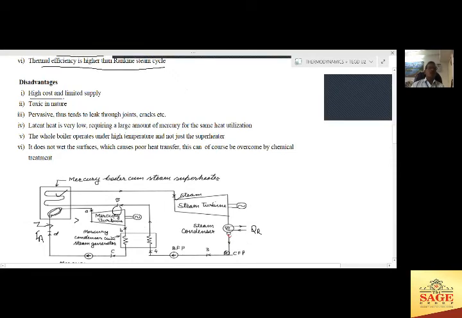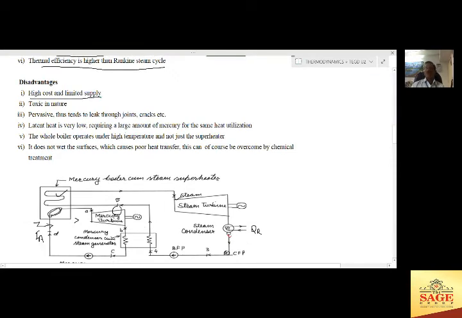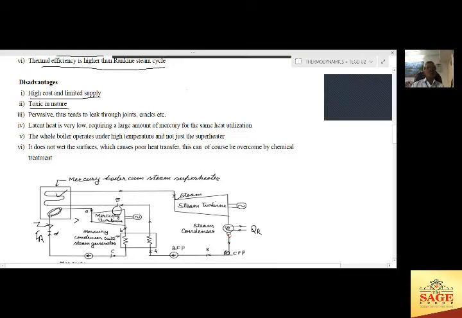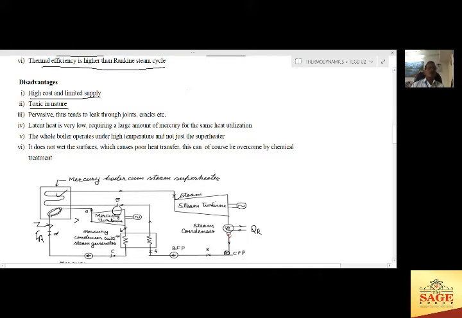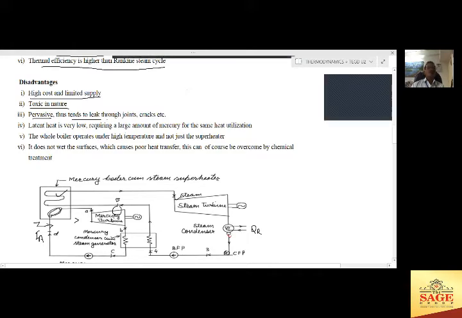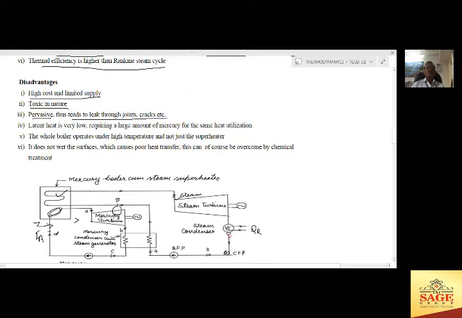One is the high cost and limited supply. Cost is more and supply is limited. Mercury is toxic in nature. It is also pervasive, thus tends to break through joints and cracks. Because of this pervasive nature, there are chances that the mercury can leak through joints or cracks which exist in the different pipelines.